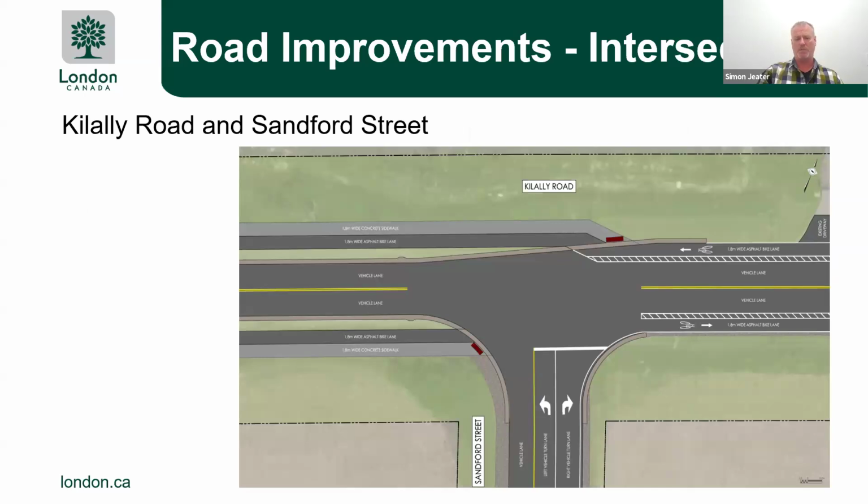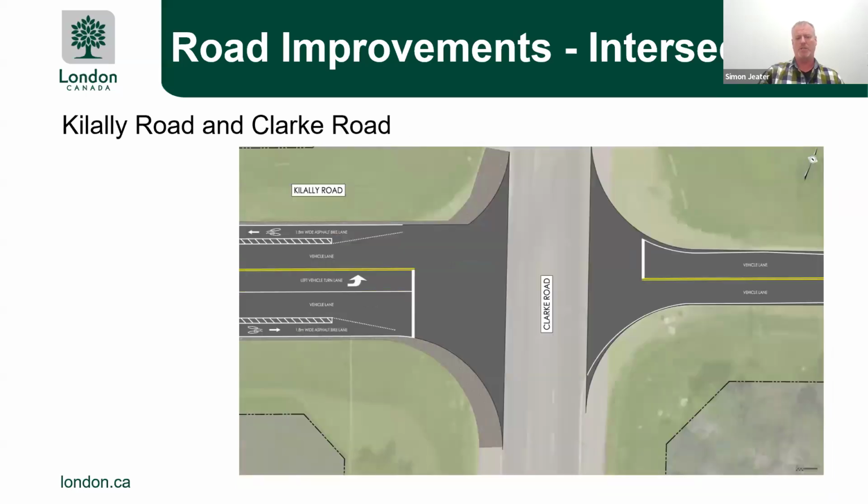Some of the intersection improvements are included as part of the project. This is the intersection at Sanford. You can see the off-street bike lanes and sidewalks and how they're going to transition into the bike lanes that are going to be on the road as you move further east through the project. We are also, like I mentioned earlier, realigning a piece of Sanford Street, and we are going to have dedicated turn lanes to help you get onto Kilally Road. The other major intersection is Kilally Road at Clark. And again, here we're widening the platform out to allow for a left turn lane off of Kilally onto Clark Road.